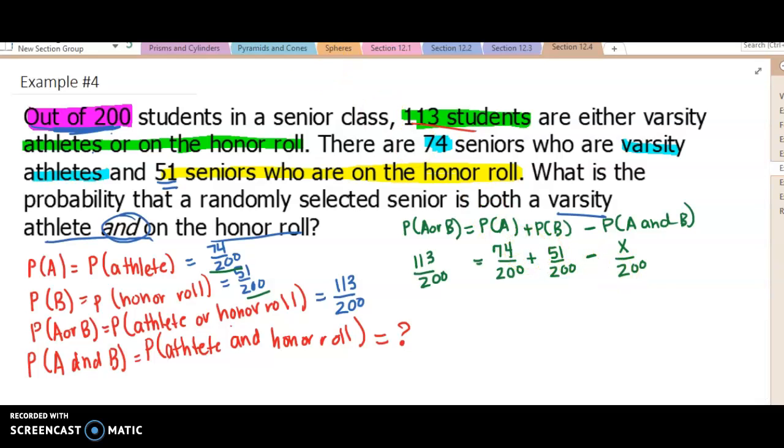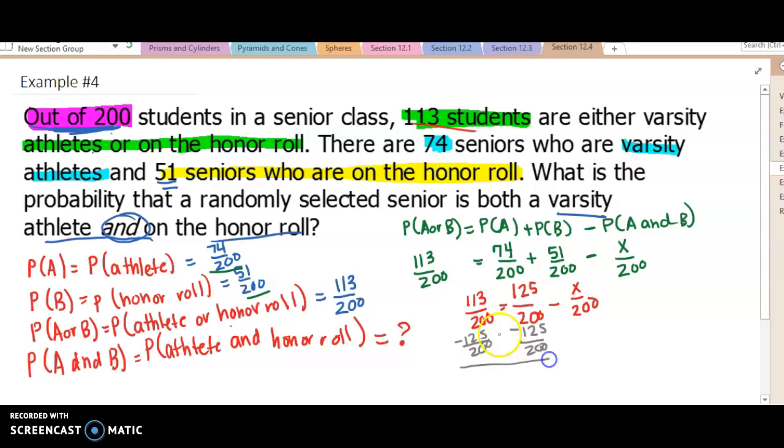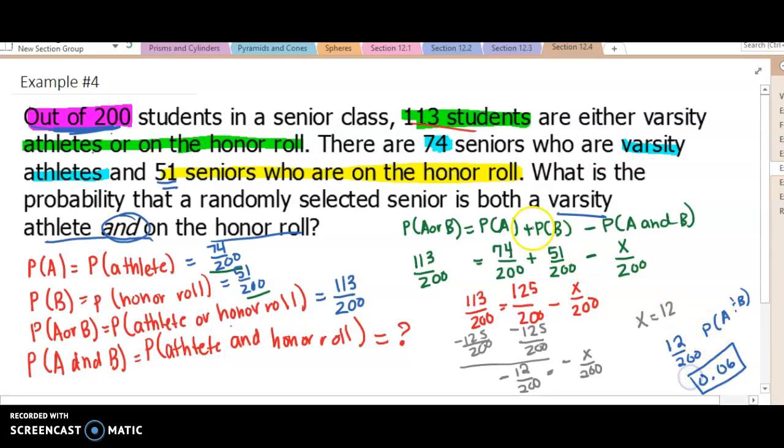Okay. Well, let's simplify this. 74 plus 51 is what? 125 out of 200 equals 113 out of 200 minus X out of 200. Okay, so let's subtract 125 out of 200 on both sides. So I get negative 12 out of 200 equals negative X out of 200. So X then would be 12. So basically 12 out of 200 is the probability of A and B. And if we divide 12 out of 200, that's roughly 0.06. That should be your answer.